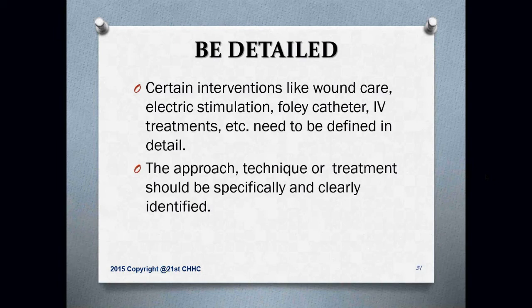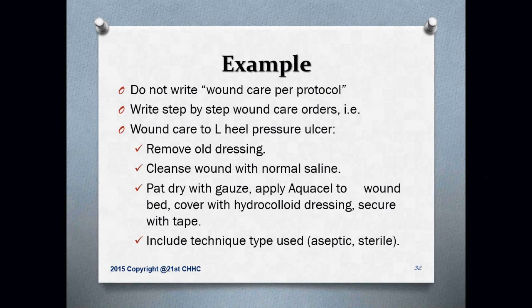Even if you're taking vital signs and you're doing pulse oximetries, those have to be on there as well. Along with, if you're going to be doing wound care, then it should be specifically spelled out as to every step of that wound care. And that's what this slide talks about. So you wouldn't want to write just wound care per protocol or per doctor's orders, because that's not clear. It has to be step by step. And I've given you some examples here of how unique that has to be and how detailed.